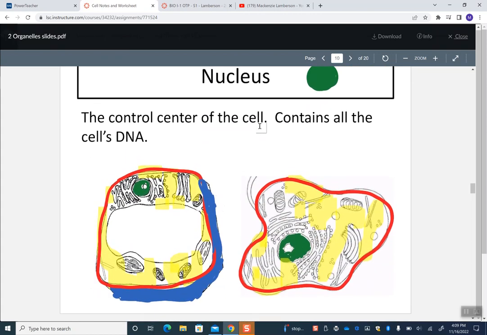Next, we have the nucleus. This one I colored in green. We already talked about the nucleus a little bit in the first video, but this is kind of the control center of the cell. This is because the nucleus contains all of the cell's DNA, which is the instructions for everything the cell does. So it's sort of like the brain of the cell. And it's the little ball that we see here in both the plant cell and the animal cell.